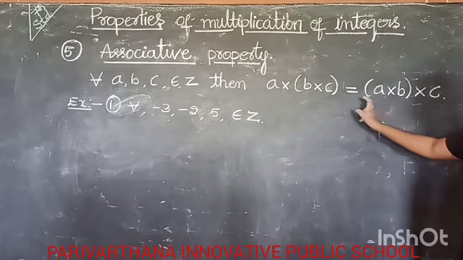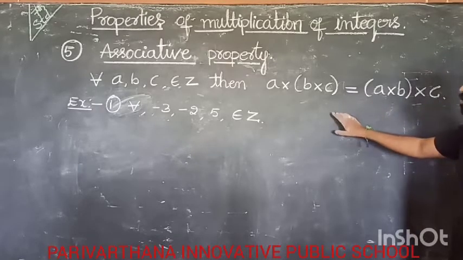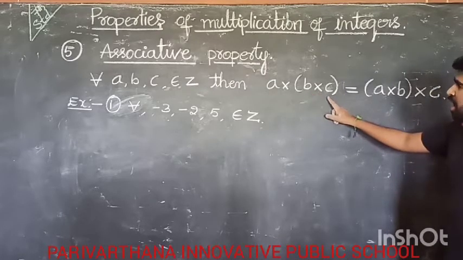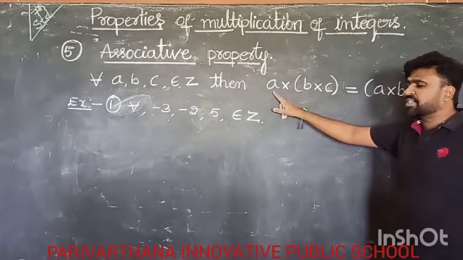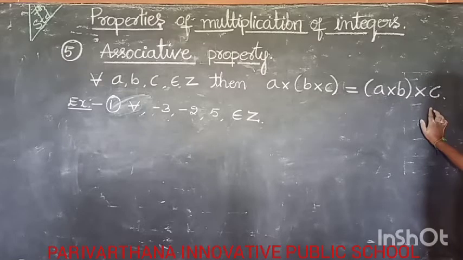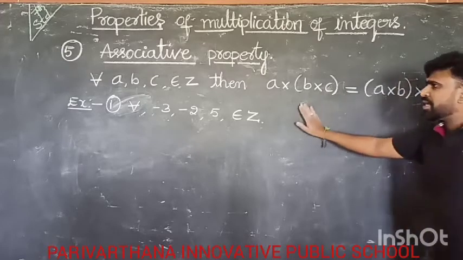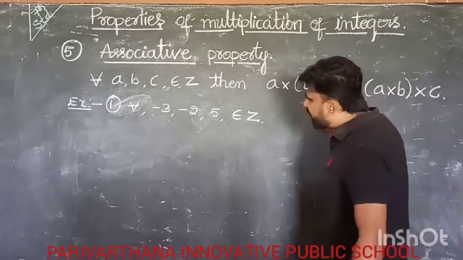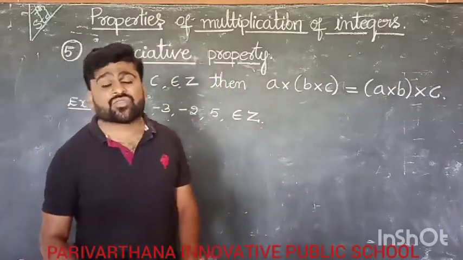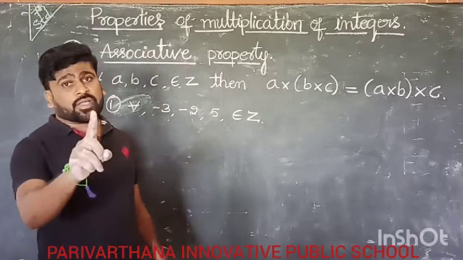Clear? Regarding the associative property, we have to multiply the second integer and the third integer, then the answer is multiplied by the first integer. Here first integer and second integer are multiplied, and the answer is multiplied by the third integer. If RHS is equal to LHS, both are same, that means associative property satisfies under multiplication.